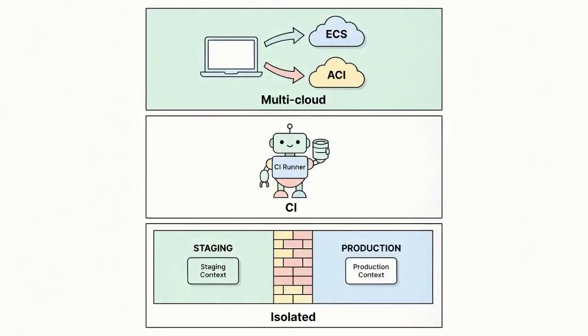Real-world payoff. Multi-cloud development means the same Docker Compose workflow runs locally, on ECS, and on ACI without rewriting a line. CI runners each carry an imported context pointing at their assigned cluster. Staging and production stay isolated. A mistyped context use is the only way to cross the wires, and ls makes it obvious which world you are in.